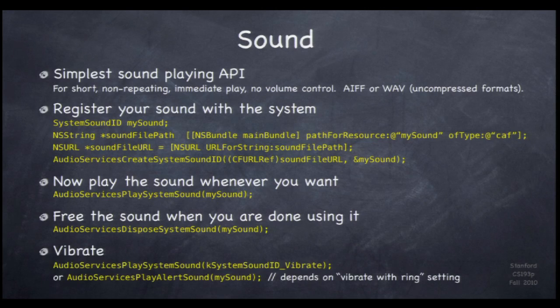And then I said you could do vibrate. If the device can vibrate, there's a special system sound, kSystemSoundID_Vibrate, so you can play that. There's also this function, AudioServicesPlayAlertSound, which does things that are device dependent, so check the documentation on that one. Some devices have a setting that says vibrate when the phone rings. Well, if you do that, on that kind of device, and you call PlayAlertSound, it'll play your sound and also vibrate if that switch is set. You see what I'm saying? But if you just want it to do the vibrate, you can just do kSystemSoundID_Vibrate. Okay? So that's the simplest sound API. Very good for sound effects, beeps and bonks.